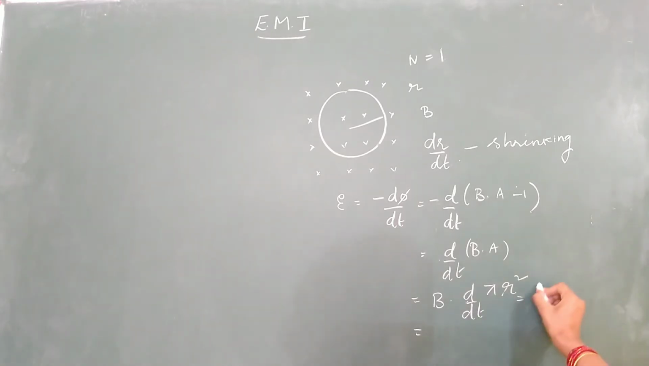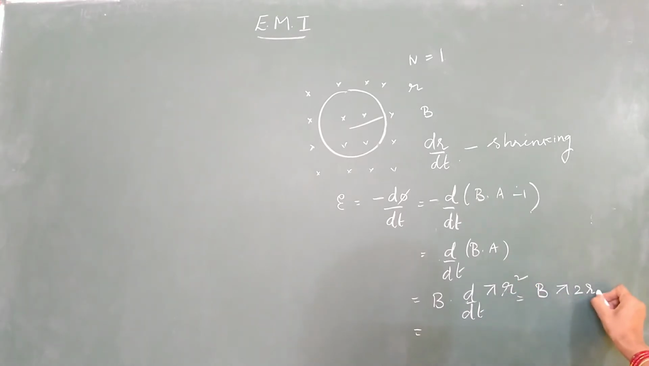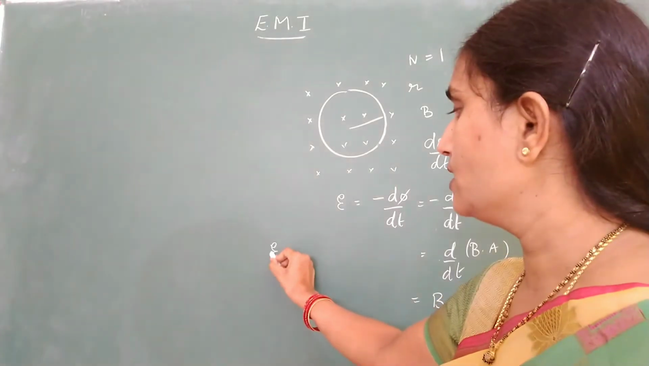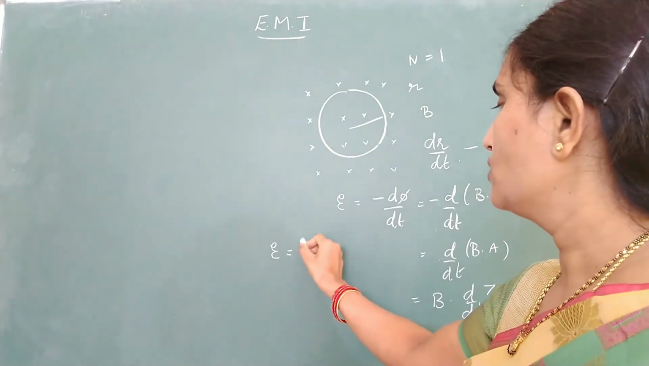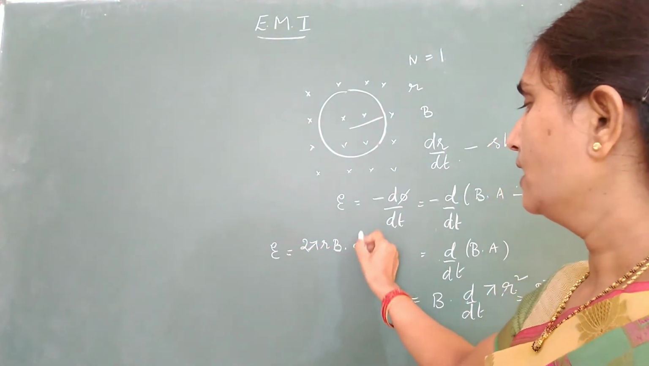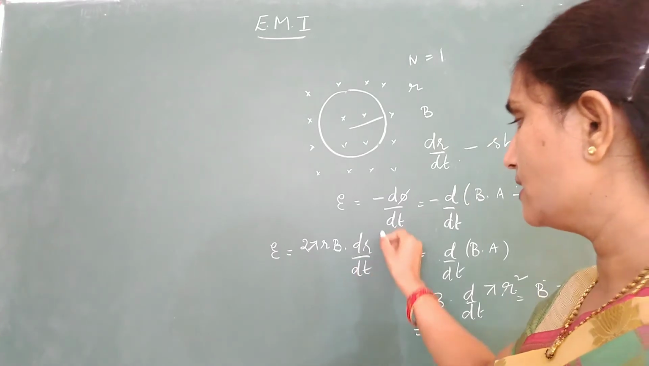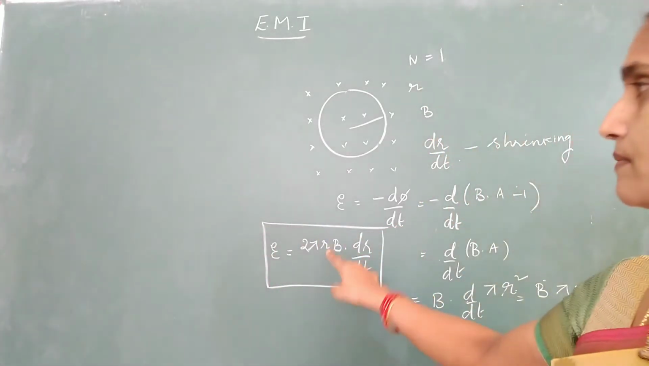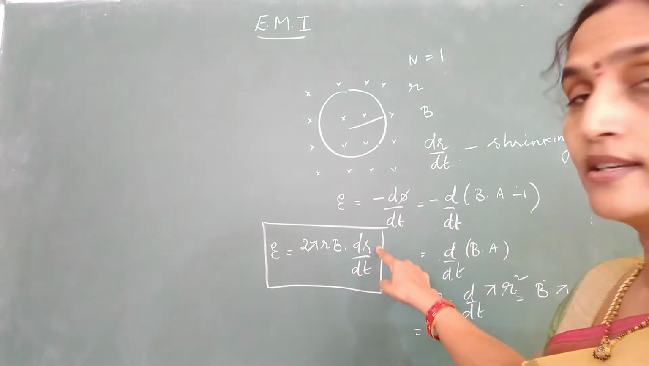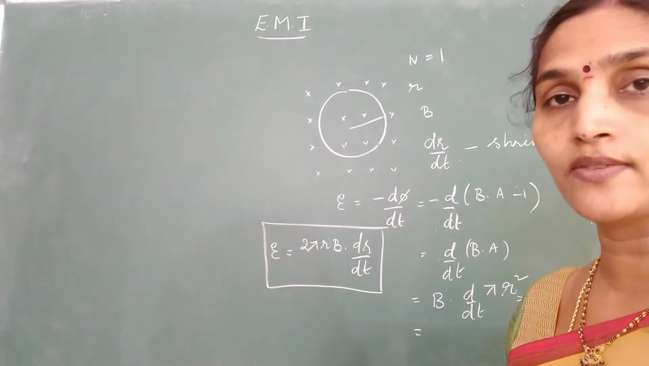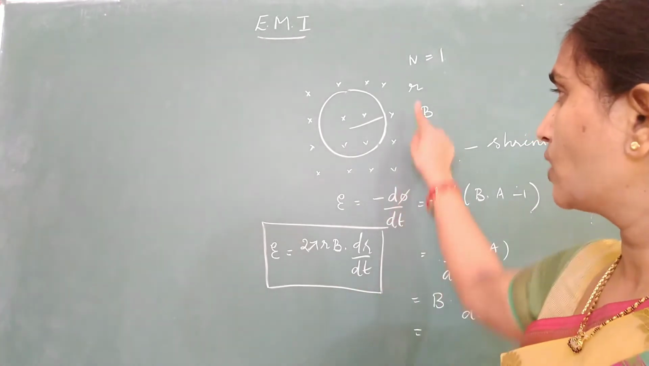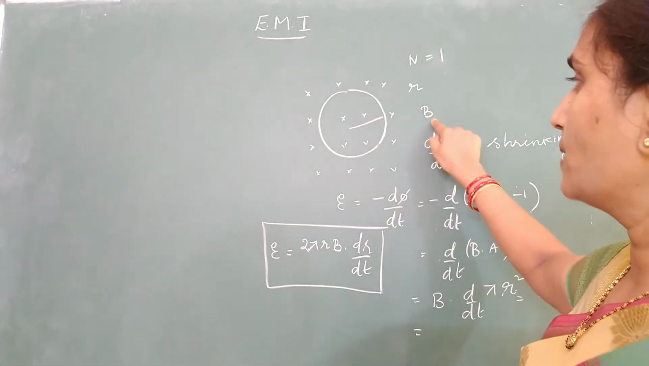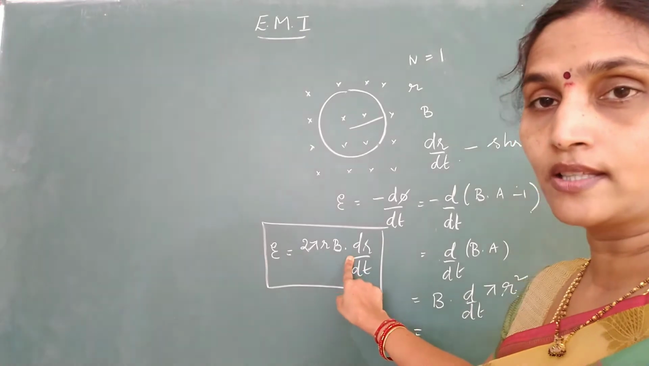Magnetic field is B, pi constant. Differential of r square is 2r into dr divided by dt. So when you write it as 2r into dr by dt, you can get the induced EMF as 2 pi r into magnetic field into dr divided by dt. You will be given the initial radius, and at what rate it is decreasing. So this is how you can identify the induced EMF. So in this question, what is changing with time? It is not the magnetic field, it is the radius which is changing with time.